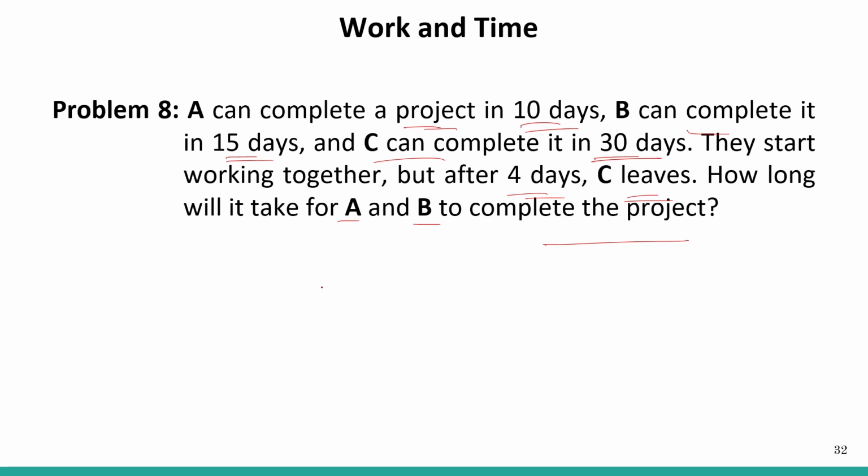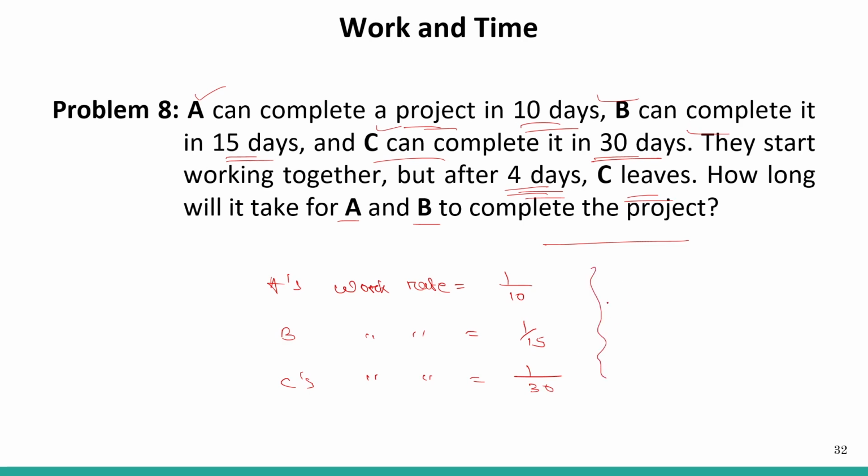Okay, so what we need to do is calculate for up to 4 days their combined work, that is A, B and C. Their individual work rates: A's work rate is equal to 1 by 10. In a similar way, B's work rate is 1 by 15, right? And C's work rate is equal to 1 by 30.